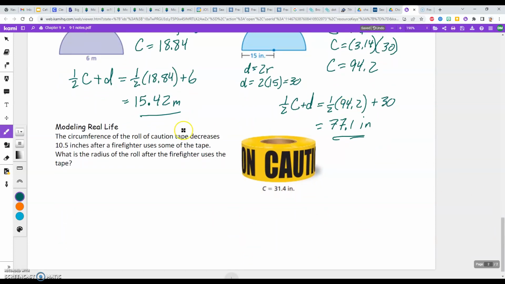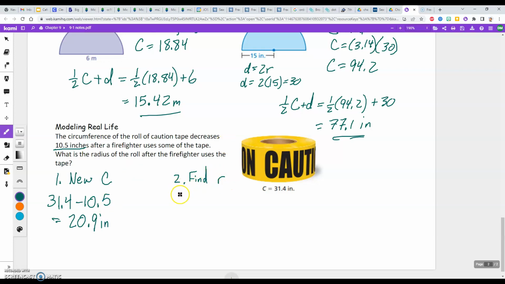Last problem. The circumference of the roll of caution tape decreases 10.5 inches after a firefighter uses some of the tape. What's the radius of the roll after the firefighter uses the tape? So the first thing we need to do is find a new circumference. The second thing we'll need to do is find the radius. So to find the new circumference, we just subtract circumferences. 31.4 minus 10.5. That gives us 20.9 inches.